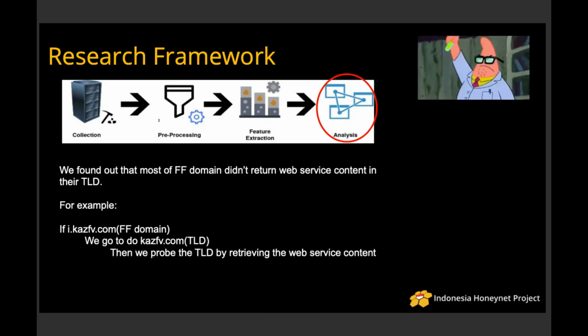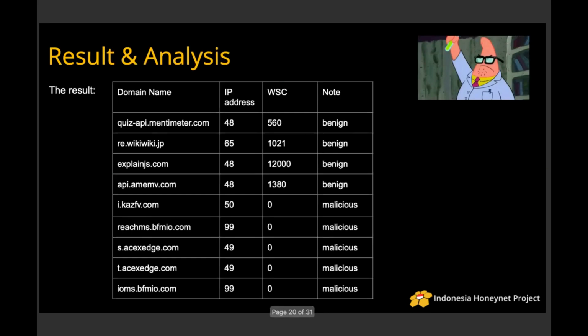So we found out that most of the Flux domains didn't return web service content in their top level domain. So for example, if there is a Flux domain called i.kazfv.com, we go to the top level domain, which is kzfv.com, then we probe the TLD to get the web service content. Generally we do it this way to get the web service contents. And the result is pretty good.